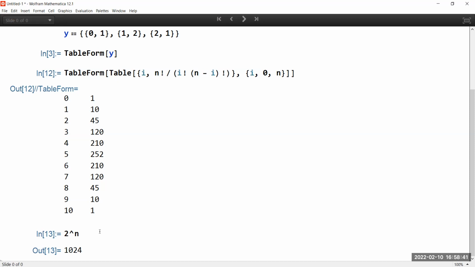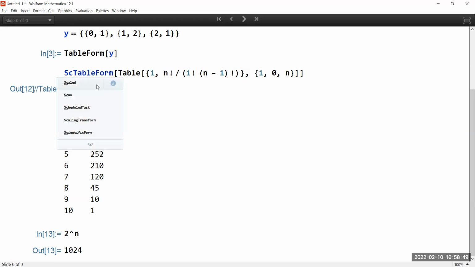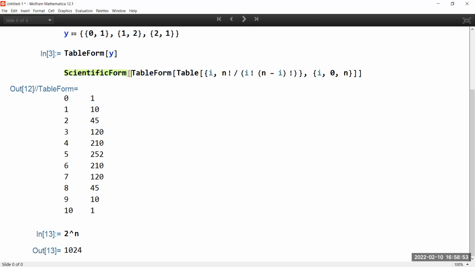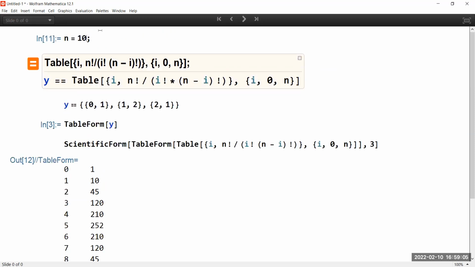I'm trying to bring an argument in here, and let me make a case for a large number. I'm going to use scientific form, with a precision of 3. But I'm going to change the number now to 100 quickly. If I have 100 particles, obviously this number is big.